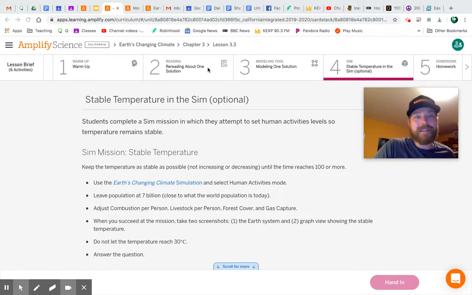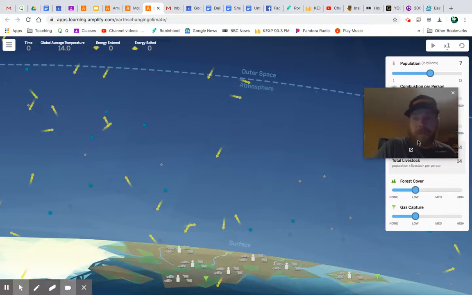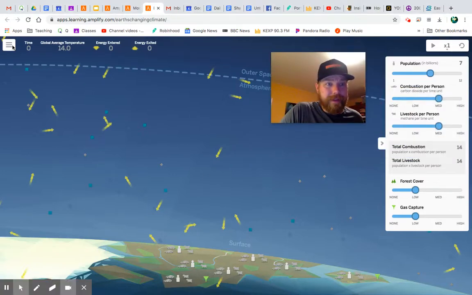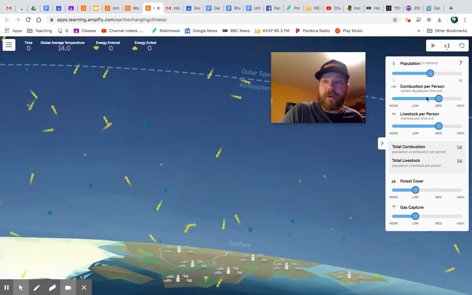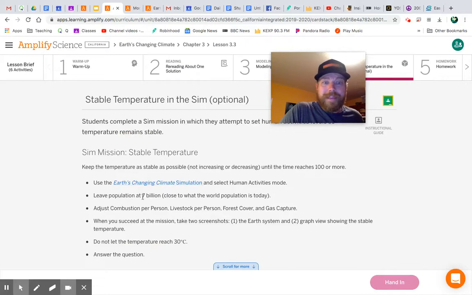Select human activities mode. Well, here's our sim right here. Okay, I already did that. I went up here into this menu and chose human activities, and look at all my human activities over here. So leave the population at 7 billion. Okay, great. Adjust combustion per person, livestock per person. Adjust all of these, and when you succeed, here's how you succeed.